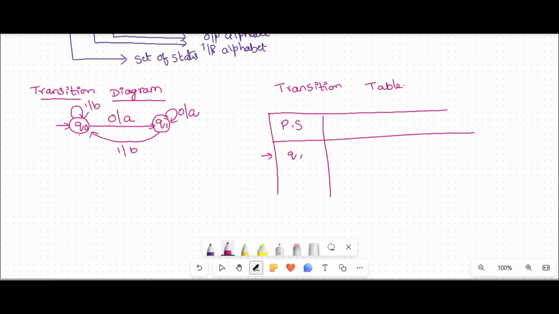Initial state is Q0, another state is Q1. And here what we will represent is: if the input is 0, it is going to which state, the next state and the output? Same, if the input is 1, it is going to which state and what is the output?